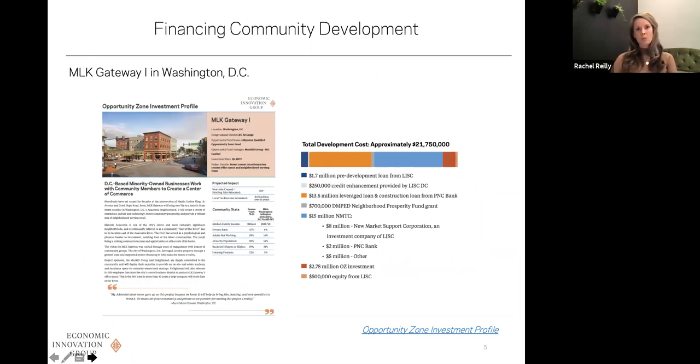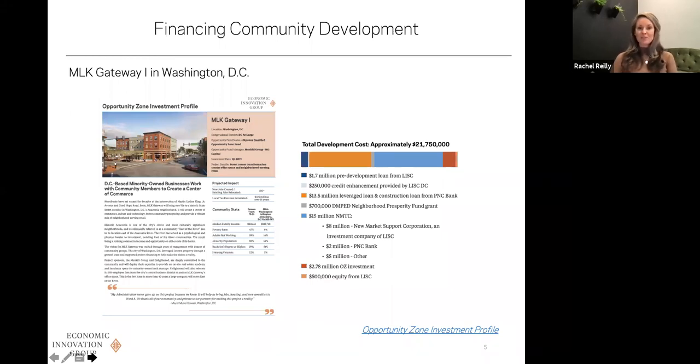So this is the MLK Gateway 1 investment profile that I mentioned earlier, which EIG released last month in January. And I'm going to provide this and a few more examples, again, just as a high-level demonstration of what's happening. Using OZ financing to support tax credit deals is a great way to ensure that investments are creating a positive impact in communities. We're seeing it alongside affordable housing. We're seeing it used to finance community facilities and just general neighborhood revitalization efforts, all of which are goals of some of the federal tax credit programs that we're going to be discussing today.